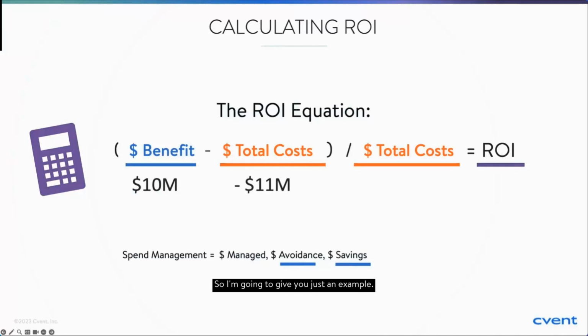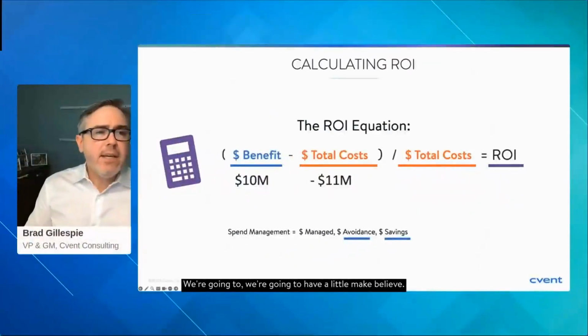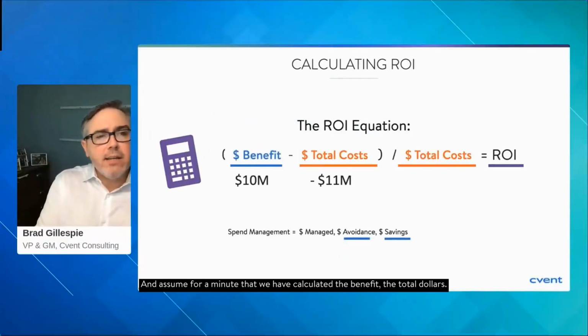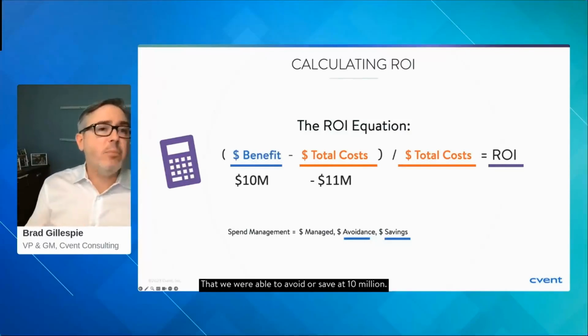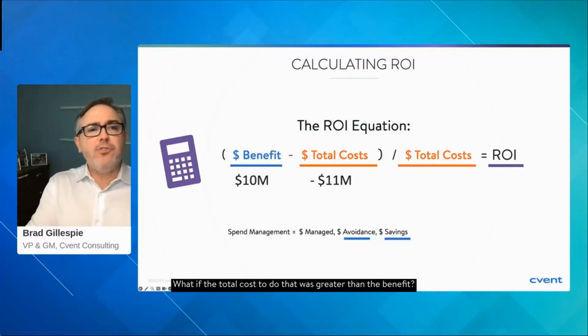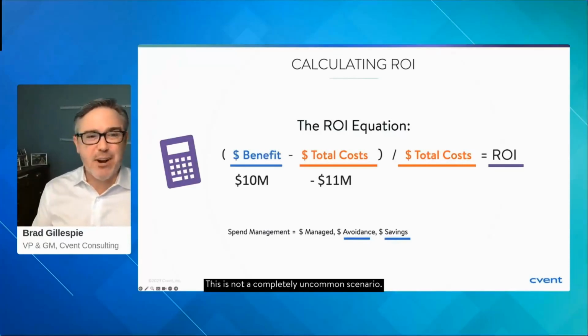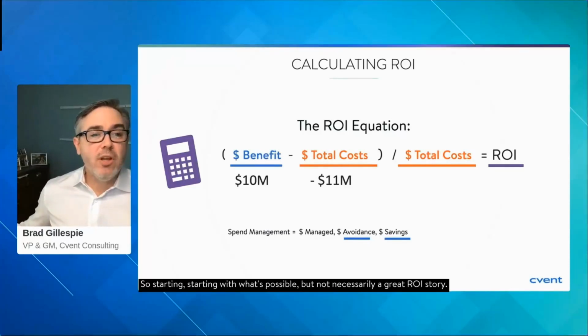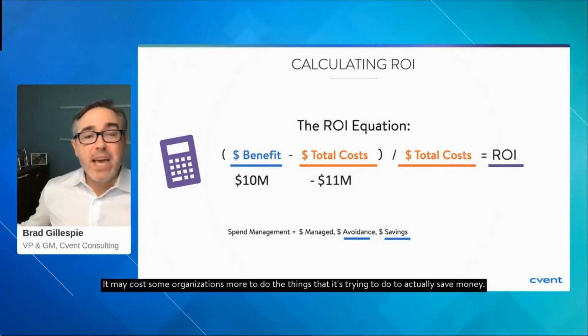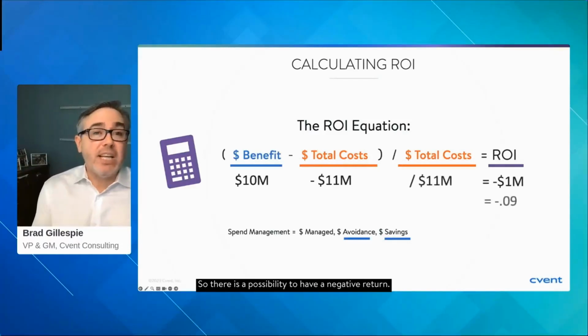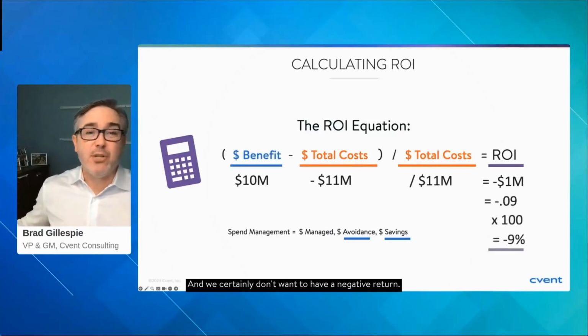So I'm going to give you just an example. We're going to have a little make-believe and assume for a minute that we have calculated the benefit, the total dollars that we were able to avoid or save at $10 million. What if the total cost to do that was greater than the benefit? This is not a completely uncommon scenario. So starting with what's possible, but not necessarily a great ROI story. It may cost some organizations more to do the things that it's trying to do to actually save money. So there is a possibility to have a negative return. And we certainly don't want to have a negative return.